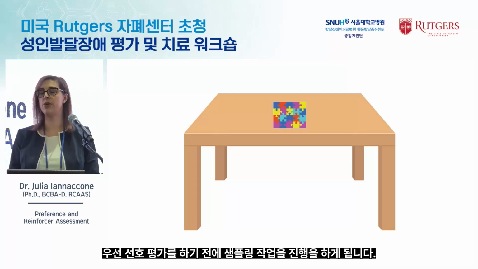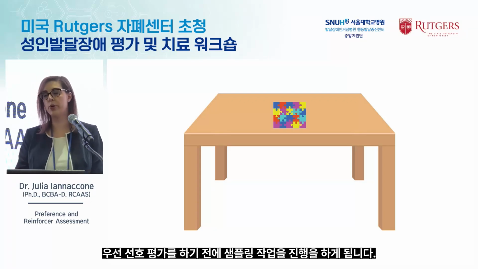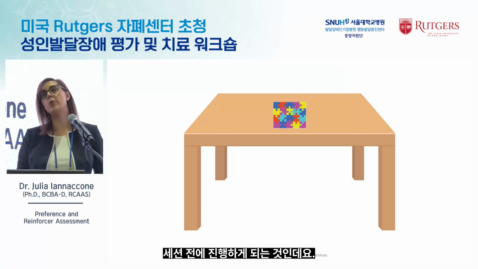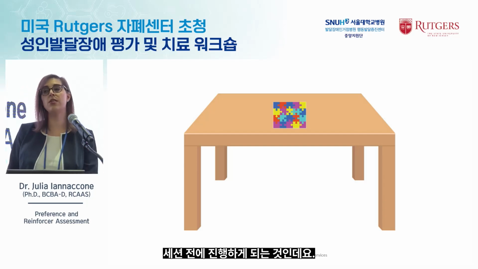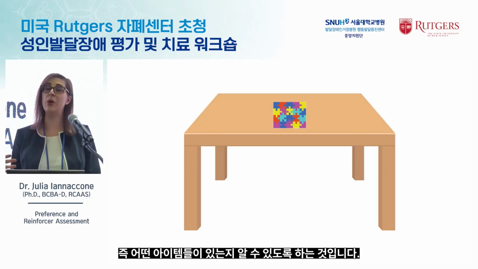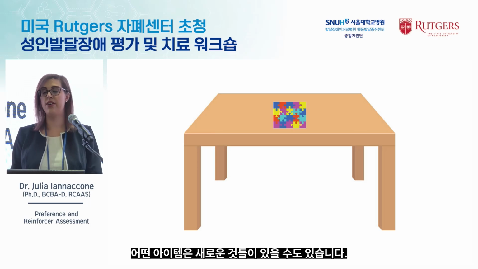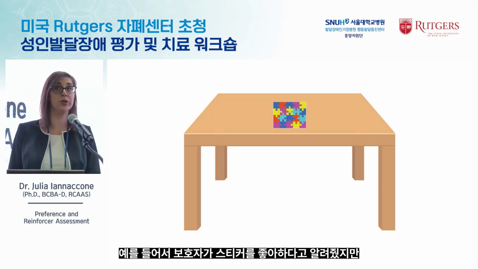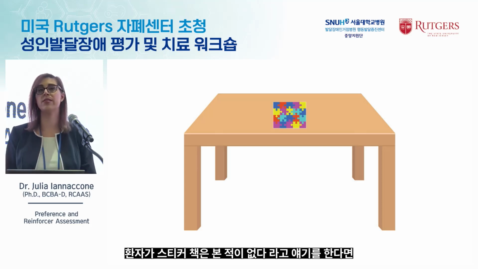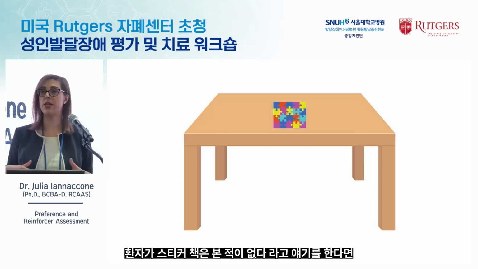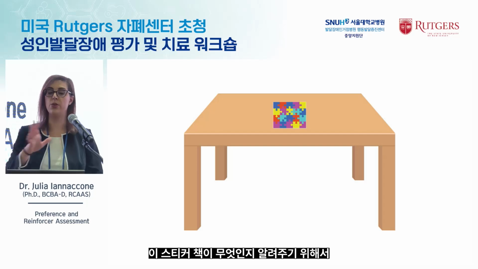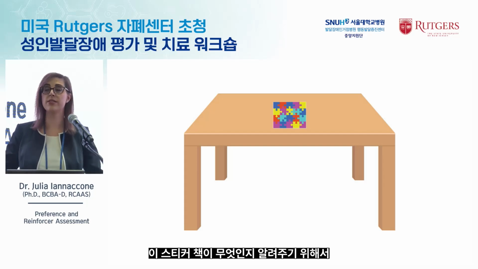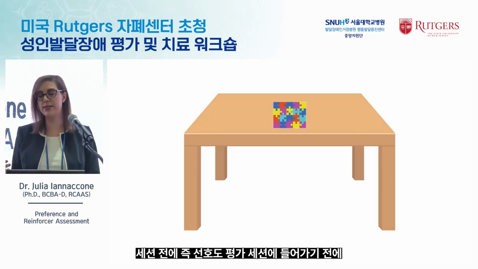The first thing we do before the preference assessment is give them pre-session access, or pre-session sampling, which is the more appropriate term. We want to make sure they know what the items are, especially new items. For example, if the caregiver said they love stickers, but they've never seen a sticker book, you might show them how it works and let them play with it, so that when they make a choice, it's an informed choice. They know what it is.